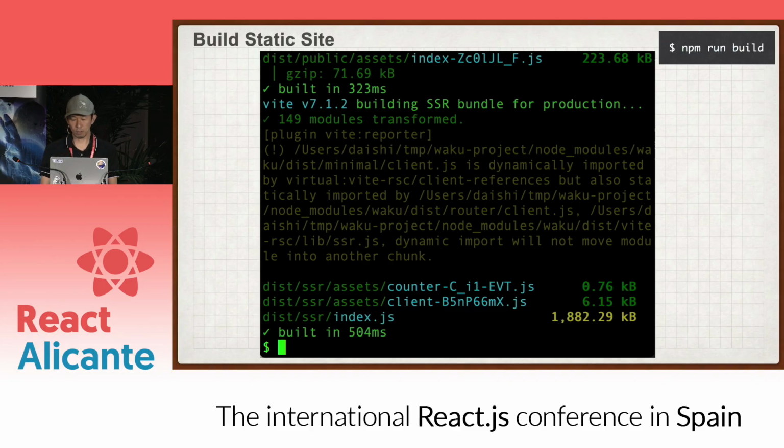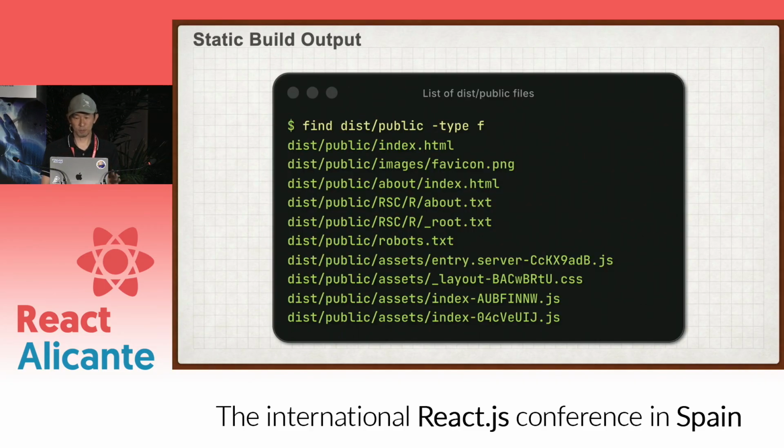Would you like to see the build output? The build output for a static site is in the dist/public directory. You'll see some HTML files like index.html and about/index.html. There are also some assets like CSS and JS files. Most notably, there are files in the RSC directory.